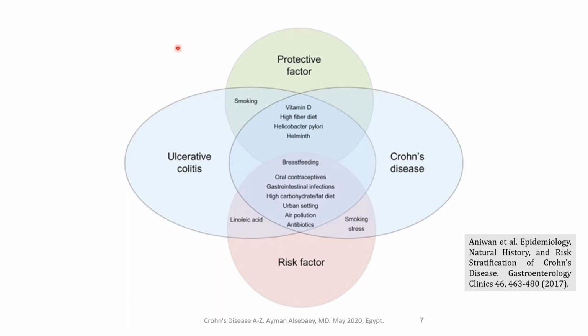If you read in the literature, you will find that the etiology of Crohn's disease and ulcerative colitis is the same. Okay, we have protective factors and we have risk factors. The protective factors are vitamin D, high fiber diet, Helicobacter pylori, helminths, and breastfeeding. But if we look at the risk factors, you will find that they are oral contraceptive pills, gastrointestinal infections, high carbohydrate or fat diet, urban setting, air pollution, and antibiotics.